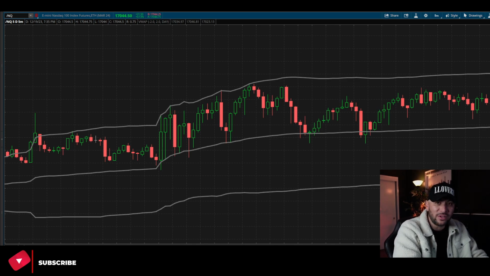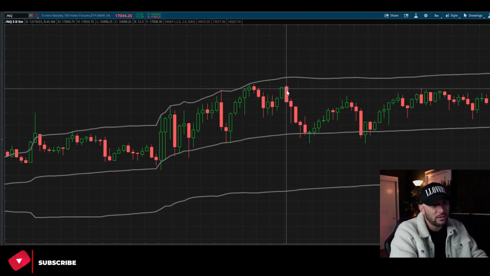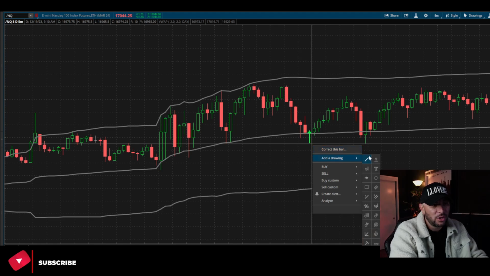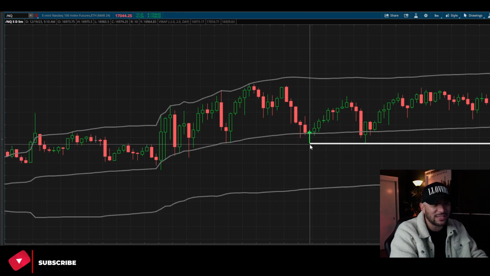Pull back into VWAP, wait for us to bounce off of VWAP, green candle takes out red, we get in, we use the previous low as a stop. Yes? Okay. Pull back into VWAP, break below VWAP, use the low as a stop when green takes out red, right? This is red. When green takes out red, you get in.